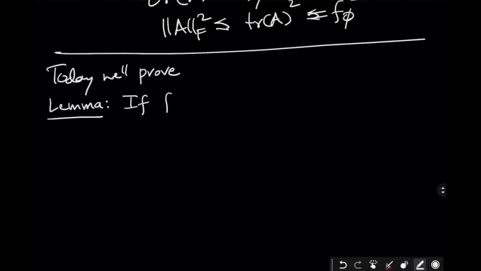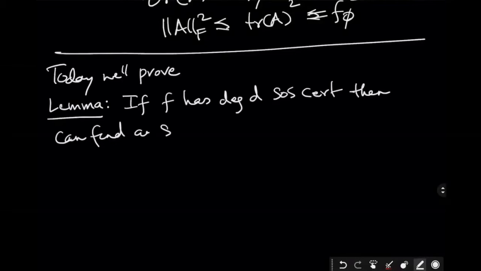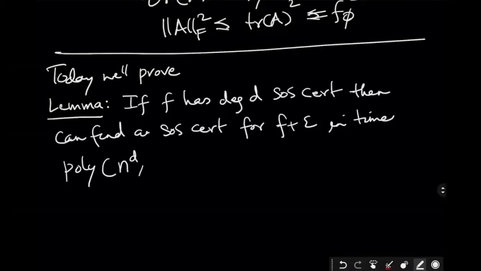If f has degree D certificates, then we can find an SOS certificate for f plus epsilon in time polynomial in n to the d and log of 1 over epsilon. Okay, we can find, let's say, a degree D certificate. So whenever f admits a degree D certificate, then in fact you can find a certificate for f plus epsilon.